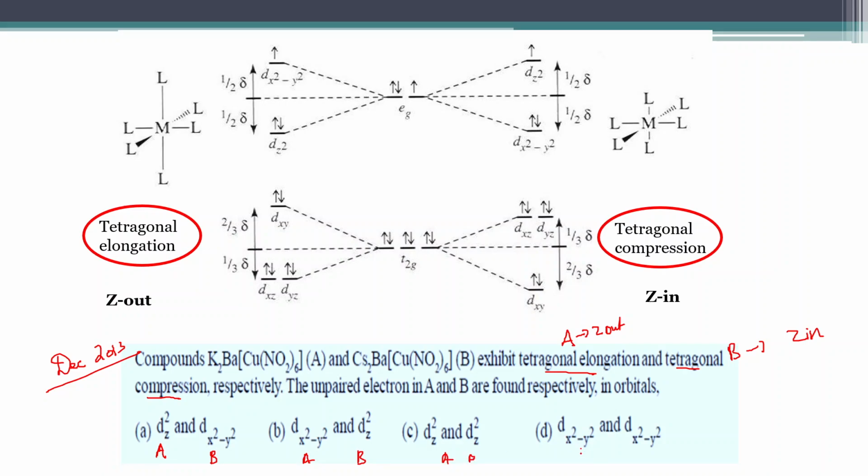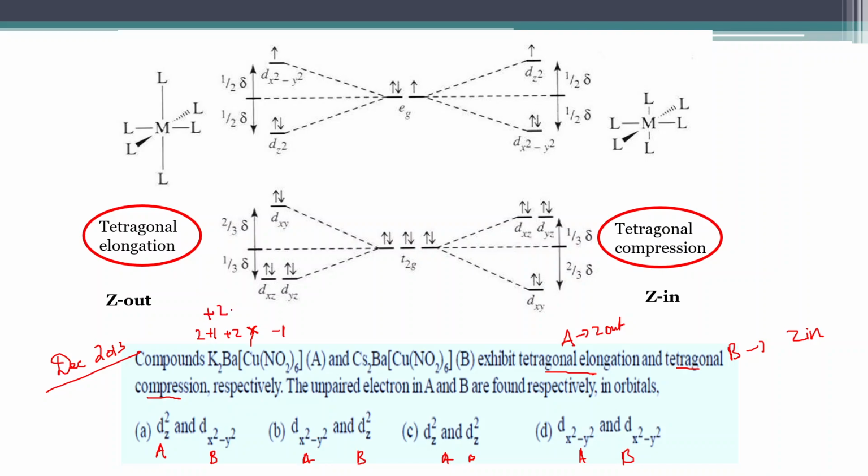We have to find out in which orbital the unpaired electrons of A and B are present. First of all, we have to look into the configurations: what the oxidation state of copper is and which configuration it is. We know potassium has a +1 charge, so there are two potassium. Barium has a +2 charge. Copper we don't know, and NO2 has a -1 charge.